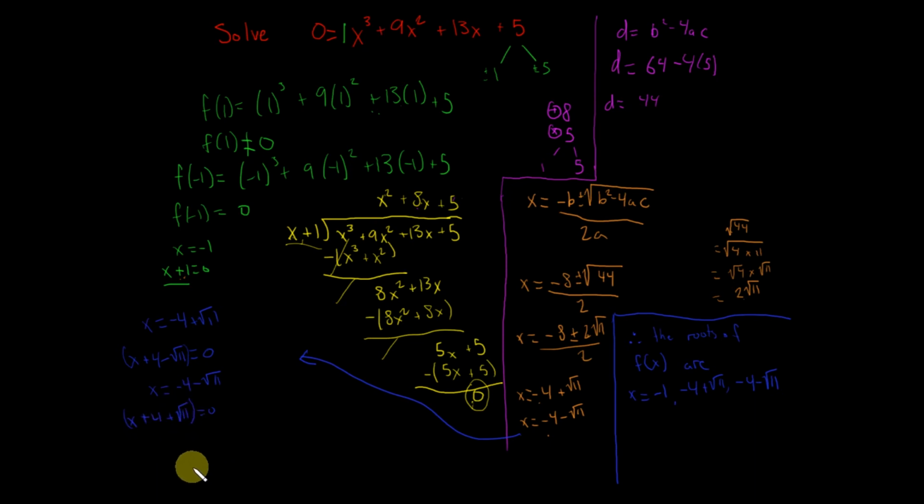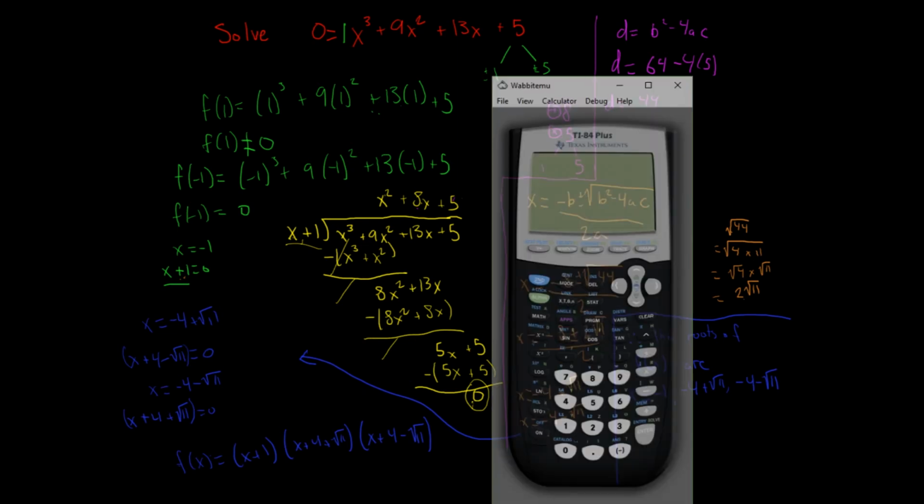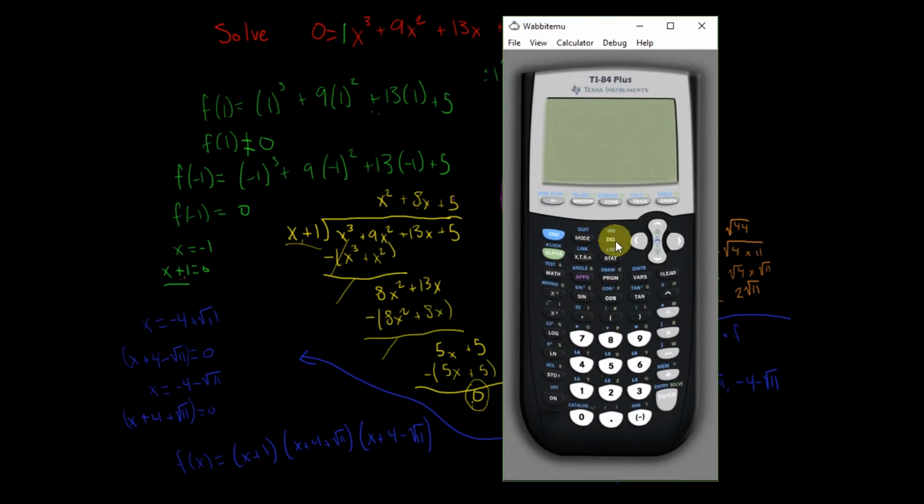So technically, f of x would equal x plus 1, x plus 4 plus root 11, x plus 4 minus root 11. This function is equivalent to this function right here. Now let's double check that these are actually the correct roots, and we can do that by graphing it.